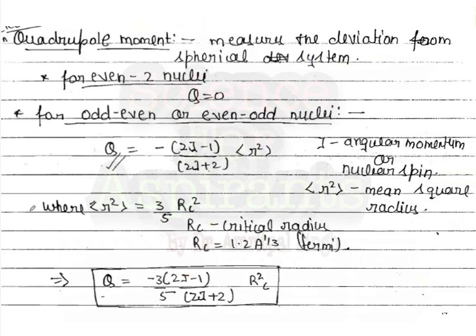So next is the quadrupole moment. This quadrupole moment measures the deviation from a spherical system. So if the nucleus is a complete sphere, then its quadrupole moment is 0, and the quadrupole moment for even nuclei using this shell model comes out to be equal to 0.